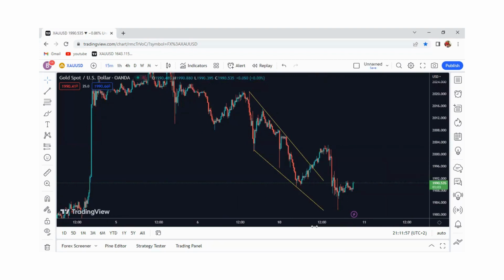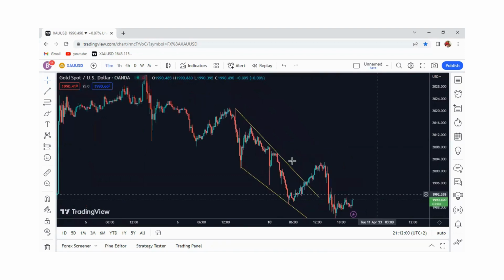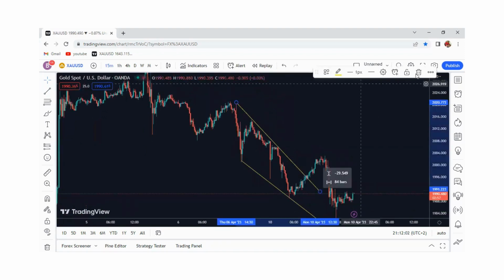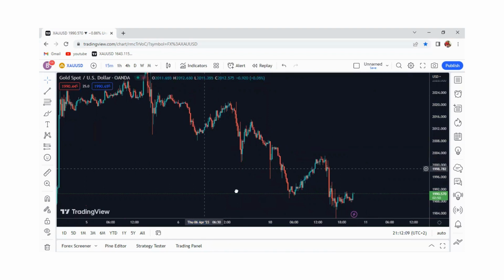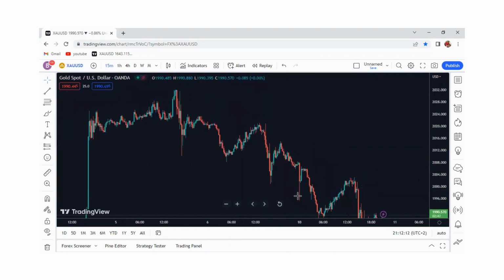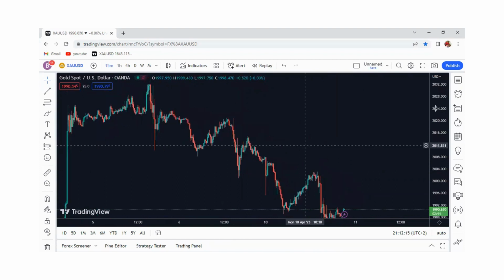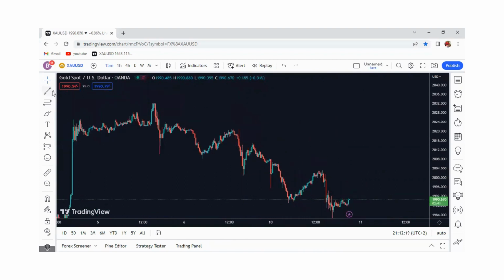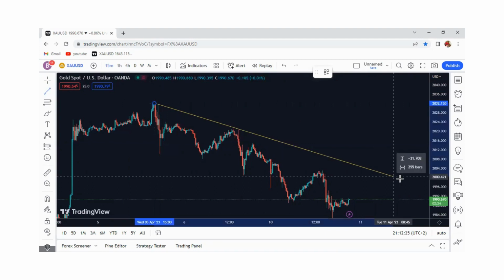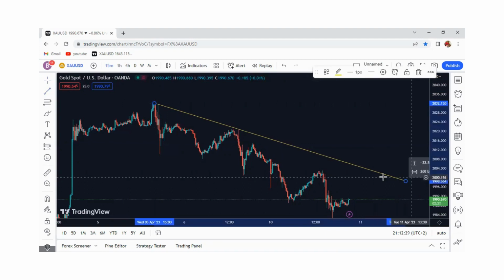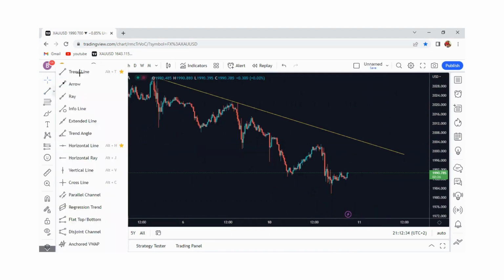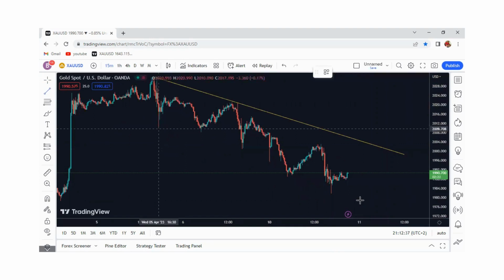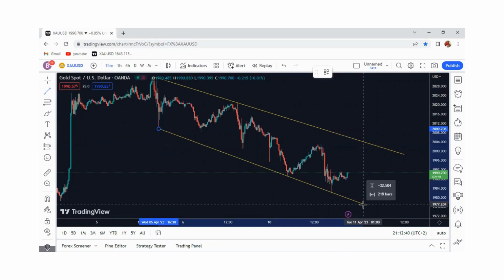How should you put your trend line? This is how you should put your trend line. You put it where your pattern begins. Where does our pattern begin? Our pattern begins here on the higher high. Let me just zoom it for you. Our pattern starts here on our higher high. That's where it starts, and our lower low.